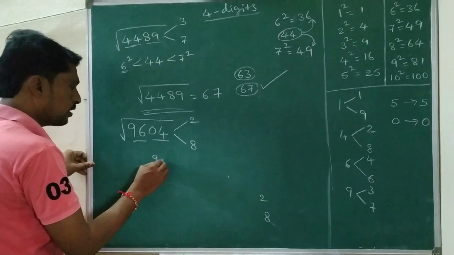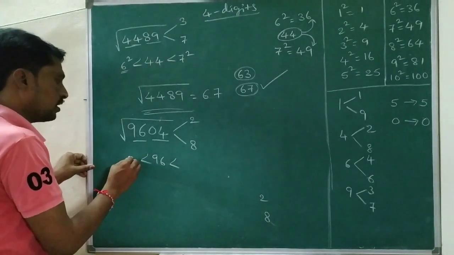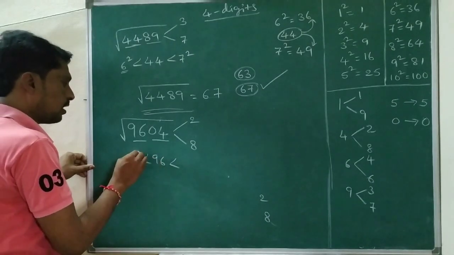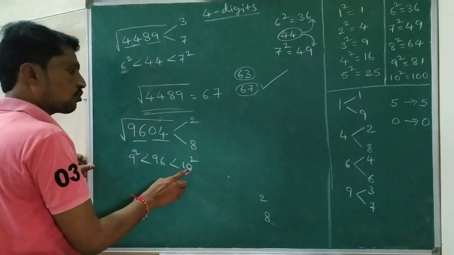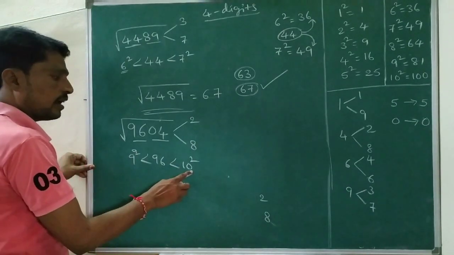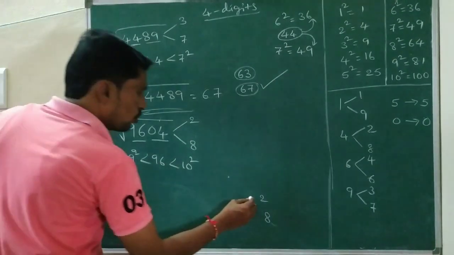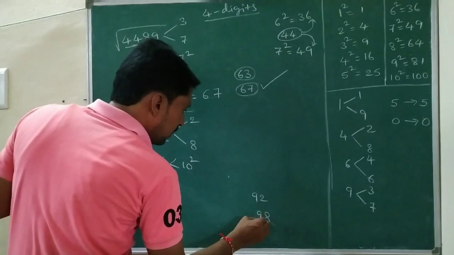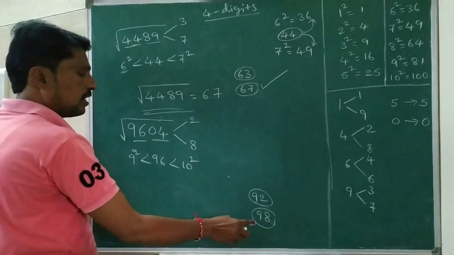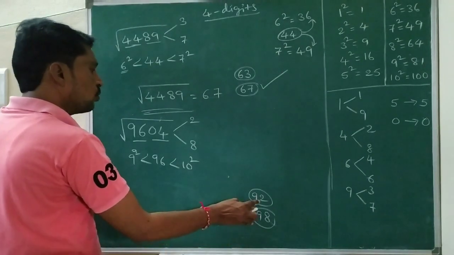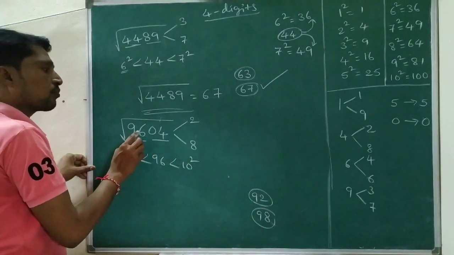Now take 96. Which square numbers does it lie between? That is 9 square and 10 square. 9 square means 81, 10 square means 100. 96 lies between 81 and 100. So the smaller number is 9, and we choose 9 for the tens digit. Now we have two options: 92 and 98. The square root of the given number is one of these two values.